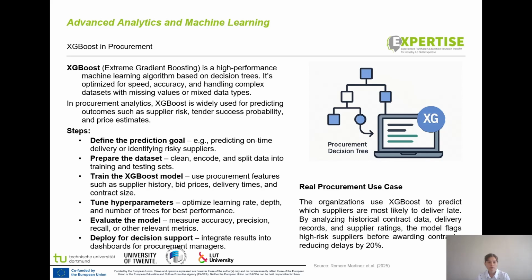The process begins with defining a clear prediction goal, preparing and cleaning the data, training the model, tuning it for maximum accuracy, and then evaluating its performance. For example, a procurement team might use XGBoost to predict late deliveries based on supplier history, past contracts, and performance metrics, enabling proactive supplier management and cost savings.